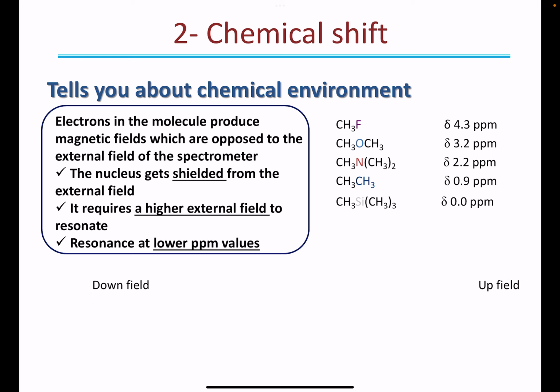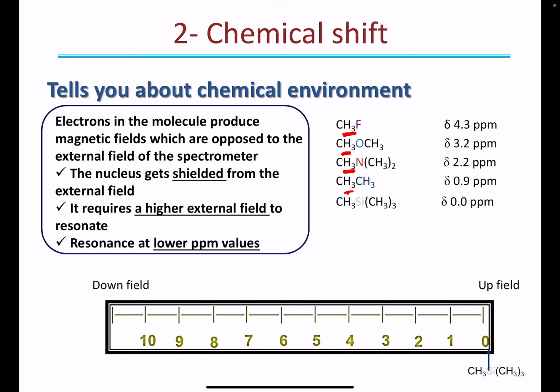So let's have some examples here to understand this more. If we have these different compounds here and we are trying to look at the chemical shift for the methyl group, or the three protons from the methyl group, for each. So now we have tetramethylsilane. This is the reference compound, and it will give us a peak at chemical shift 0.